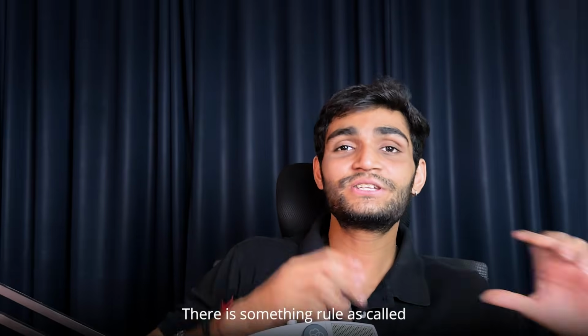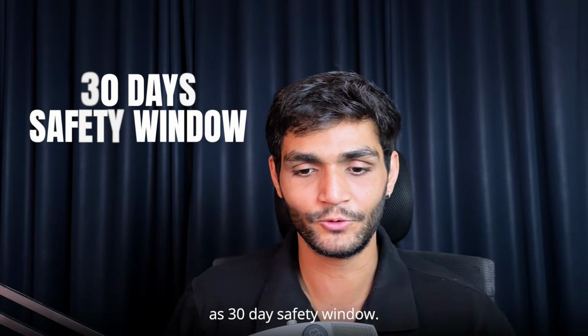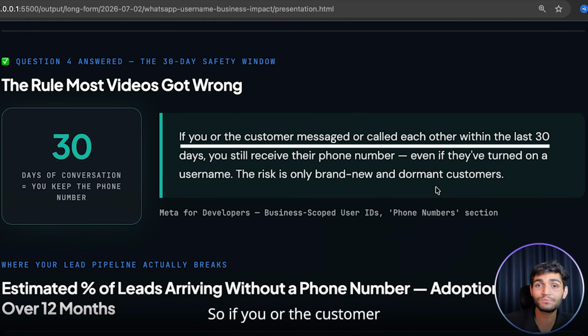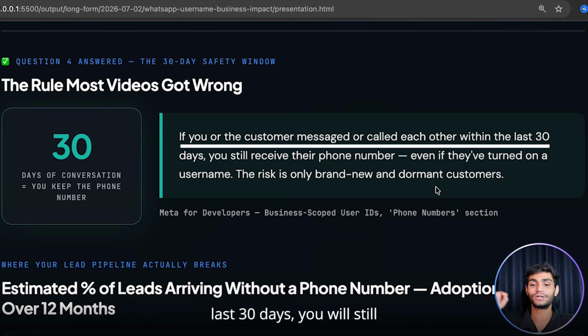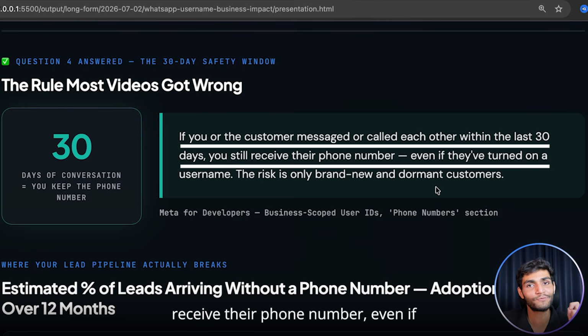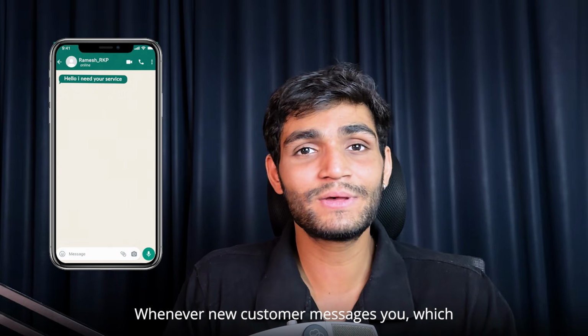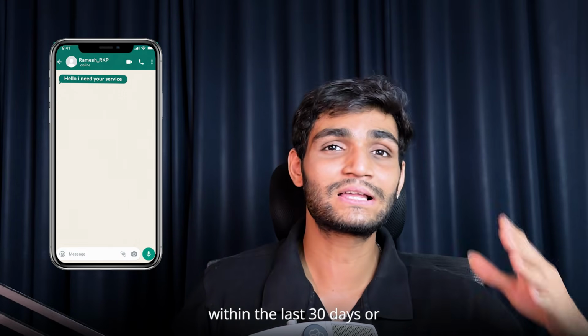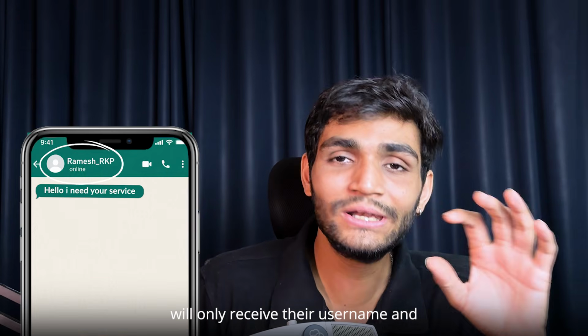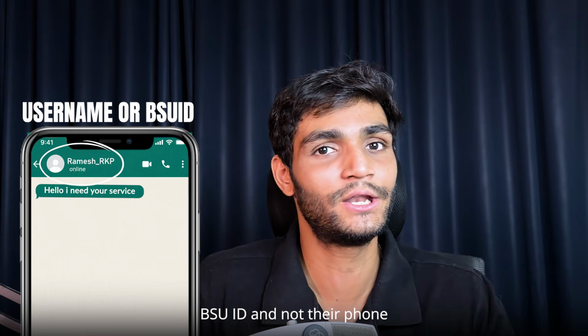Now there is a rule called the 30-day safety window. If you or the customer messaged or called within the last 30 days, you will still receive their phone number even if they have turned on the username. Whenever a new customer messages you, whom you have not interacted with in the last 30 days or who is brand new, you will only receive their username and BSUID and not their phone number.